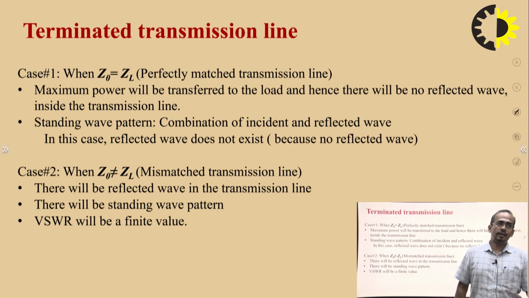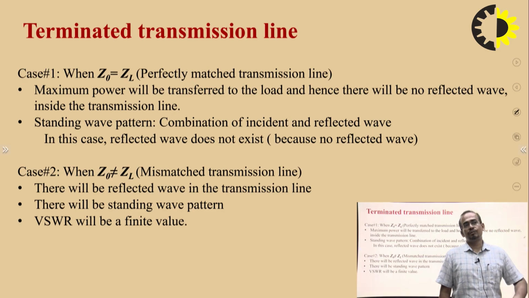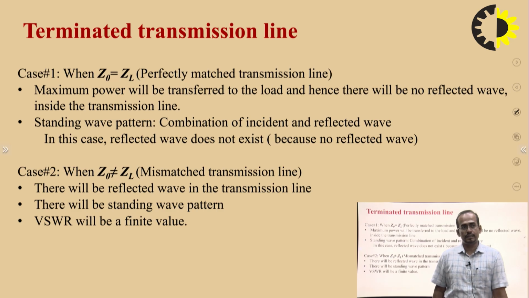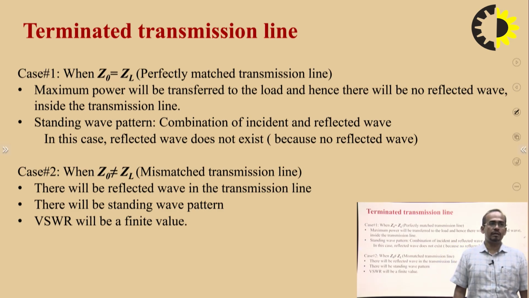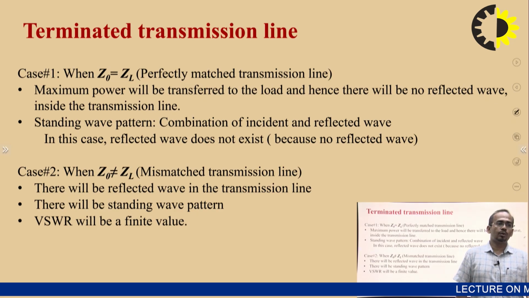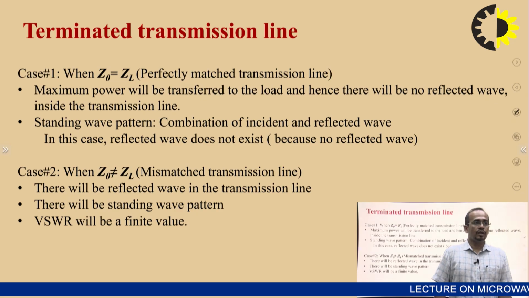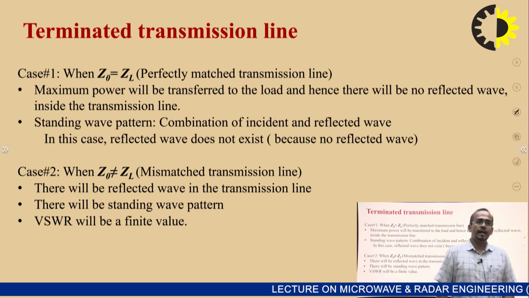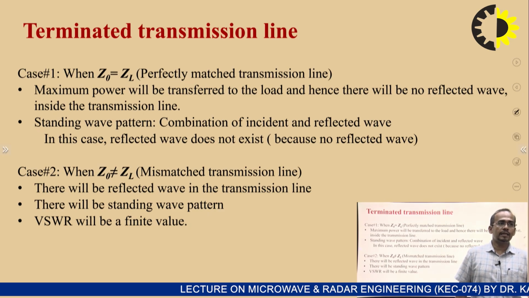Now coming to the terminated transmission line, we can consider two cases. When load impedance is equal to the characteristic impedance, this is known as a perfectly matched transmission line, and when Z0 is not equal to ZL, it is known as a mismatched transmission line. Maximum power will be transferred to the load in case of perfectly matched conditions, and there will be no reflected waves inside the transmission line.